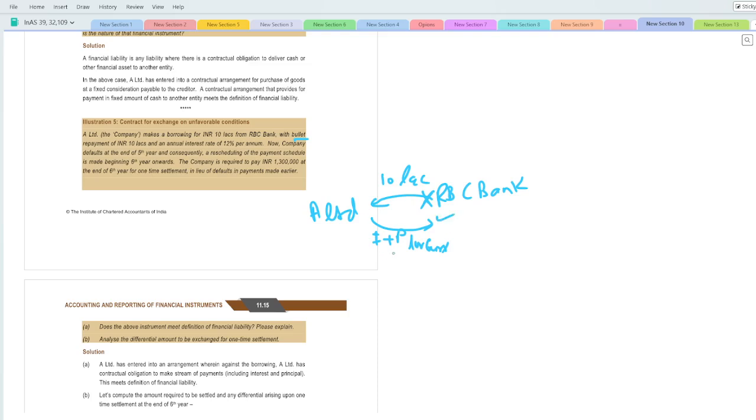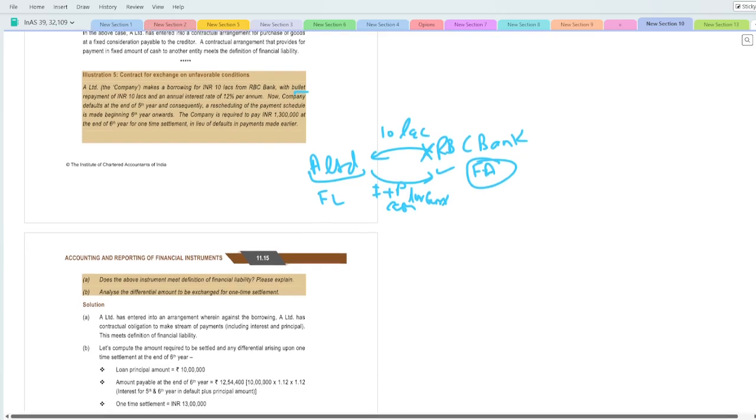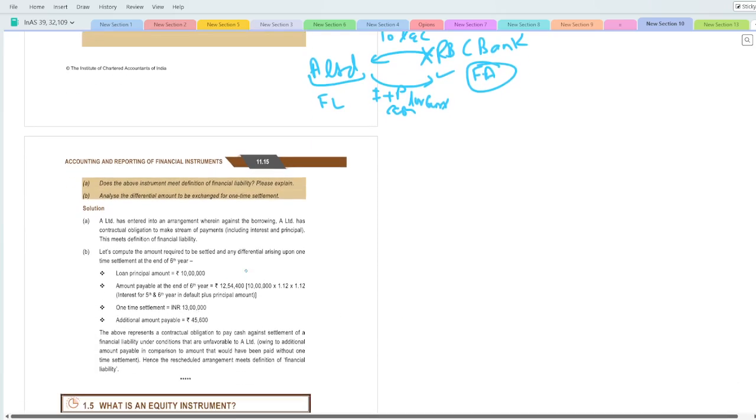So here also you need to pay the cash. For this one, the cash outflow is there. From A Limited's point of view, this will be a financial liability because there is an outflow of cash in the future. And for the RBC, it's an inflow, so it will be a financial asset for the RBC. So A Limited has entered into an arrangement wherein, against the borrowing, A Limited has the contractual obligation to make the stream of payments, including the interest and the principal. So this meets the definition of the financial liability. I think this is very straightforward.